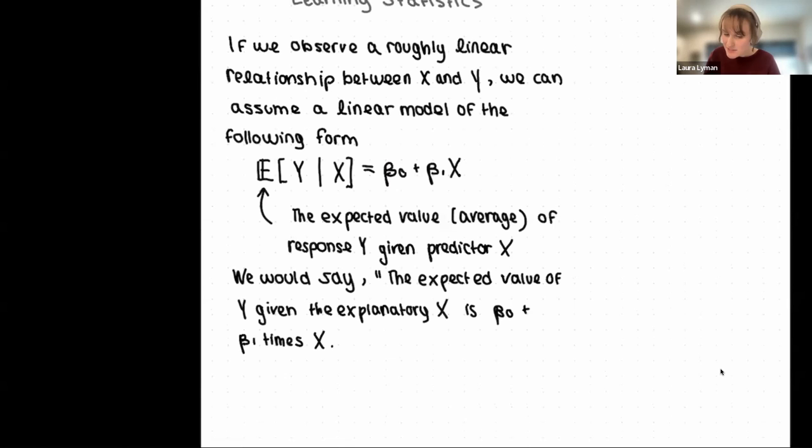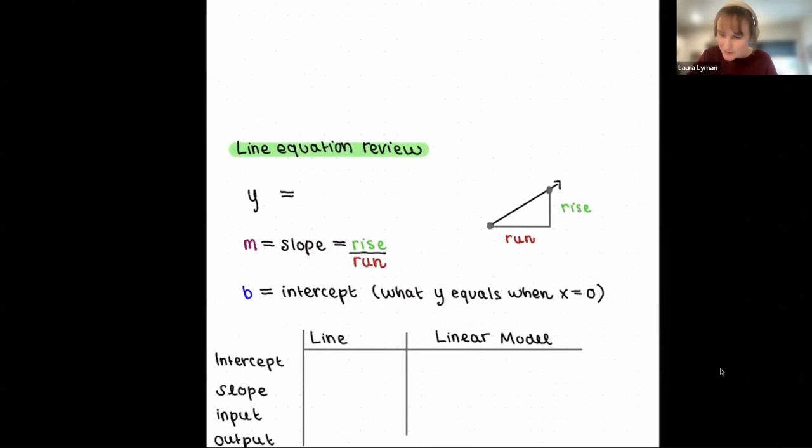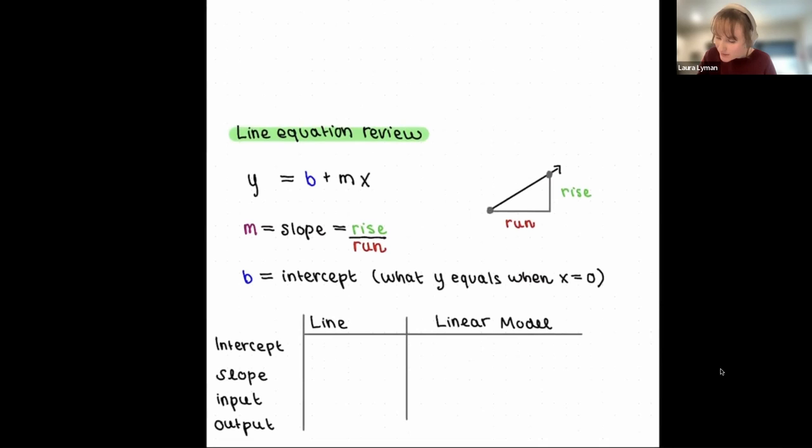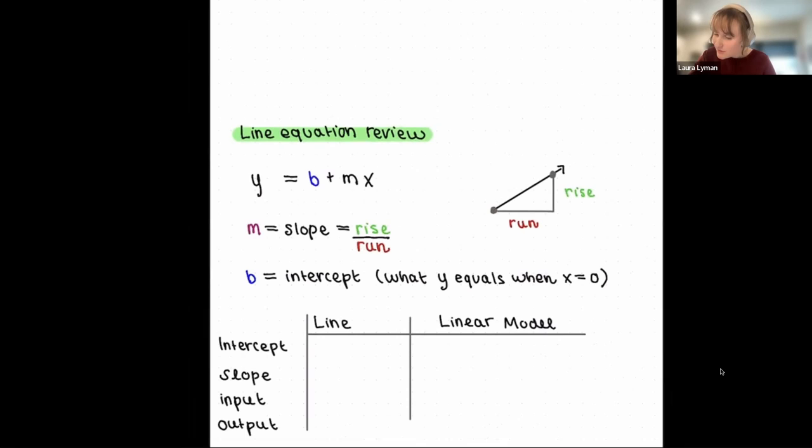So specifically, let's try to match up notation. If you remember from, say, high school algebra, you might write down something like y equals m times x plus b, where m is a slope, it's a rise over run, and b is our intercept, or what y equals when x is zero. So let's match up linear regression, this analog of y equals mx plus b. Specifically, the b becomes the beta naught, the m becomes the beta one.